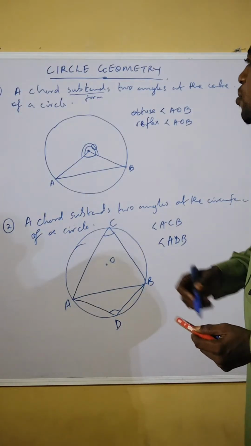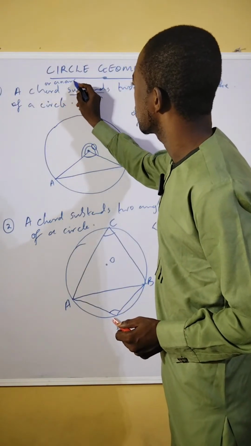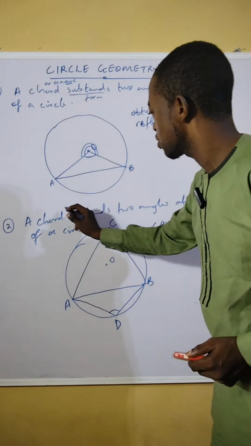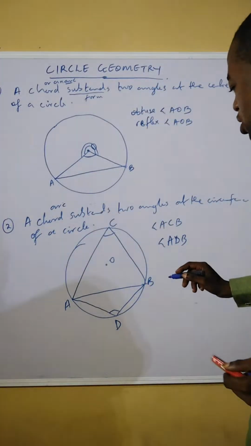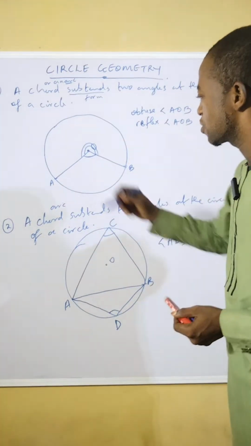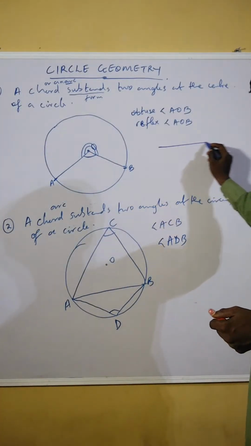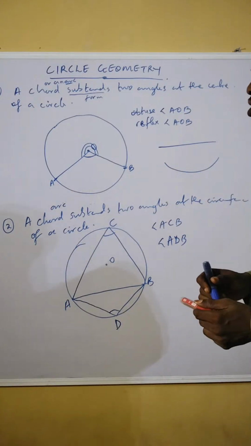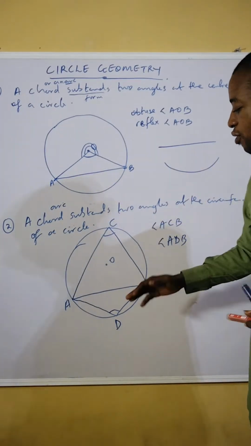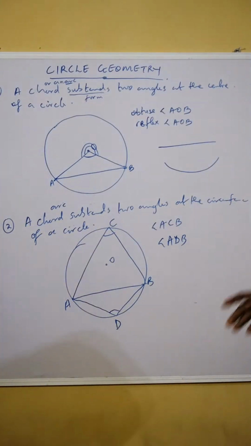And sometimes it might not be a chord, it might be an arc. So instead of a chord, we can use an arc as well. That is, if this chord is not there, we can consider AB here as arc AB. So it's either we are talking about a chord or an arc. And here, we are using a chord. So a chord can form an angle at the center and also an angle at the circumference. So this is very important for us to take notes.